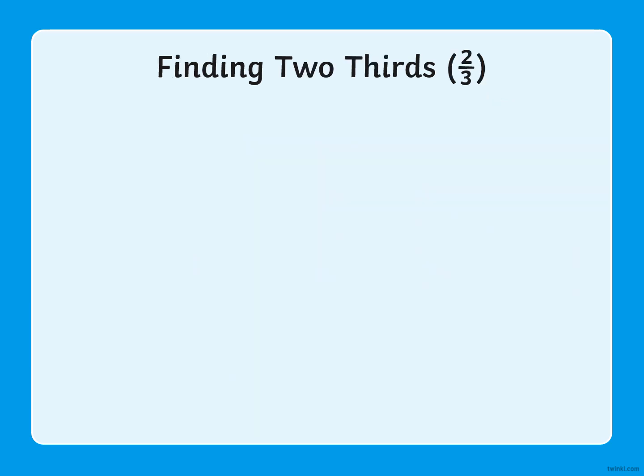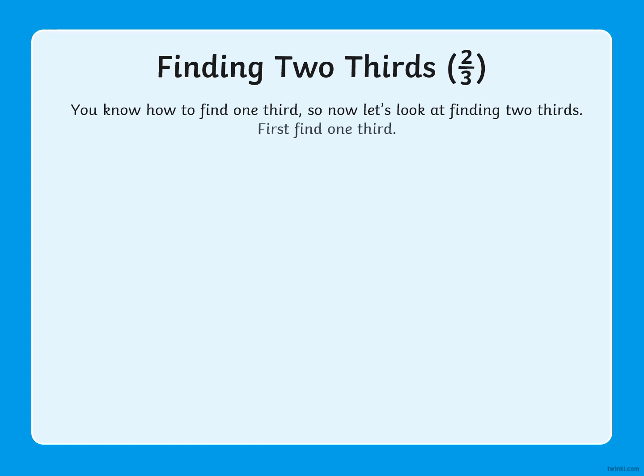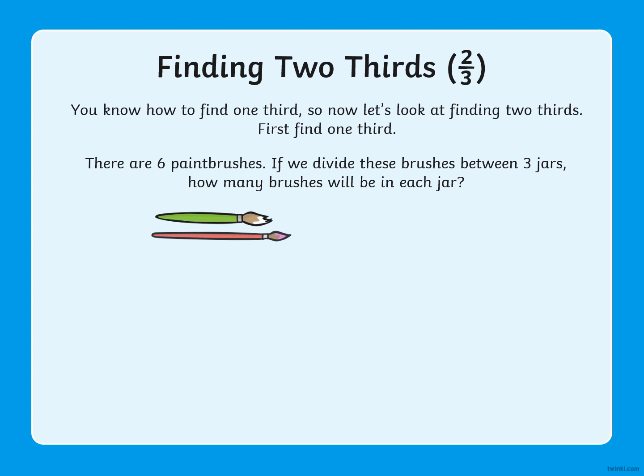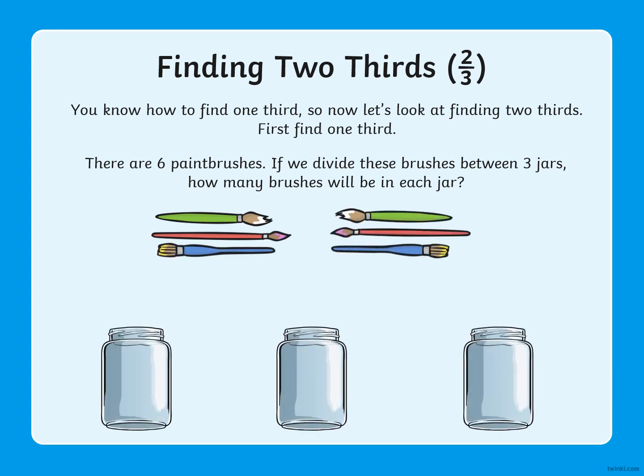Finding 2/3. You know how to find 1/3. So now let's look at finding 2/3. First, find 1/3. There are 6 paintbrushes. If we divide these paintbrushes between 3 jars, how many paintbrushes will be in each jar?